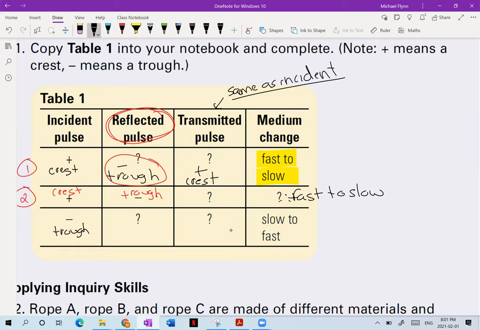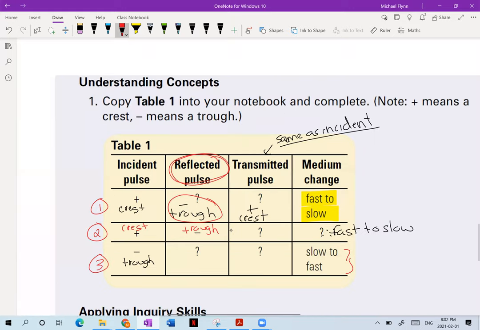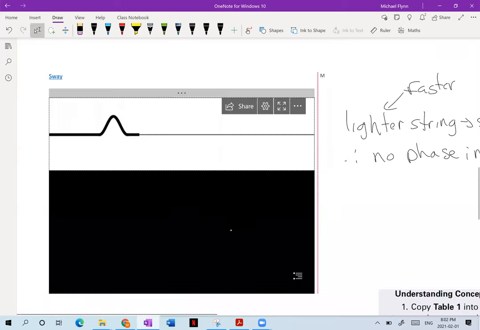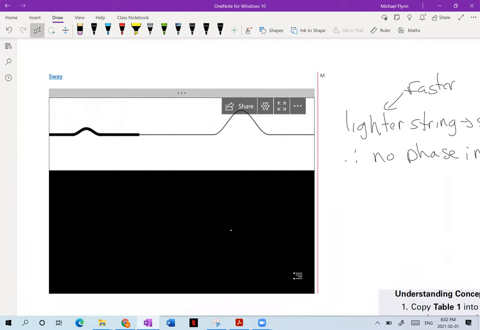Let's look at our last case. Case three. This time we start off as a trough, but this time you're not going fast to slow, but you're going slow to fast. Now, slow to fast is scenario number two. Here's a pulse in a slow medium. This time the phase does not change. So a crest stays a crest. We don't show it in this animation, but a trough would also stay a trough, right?